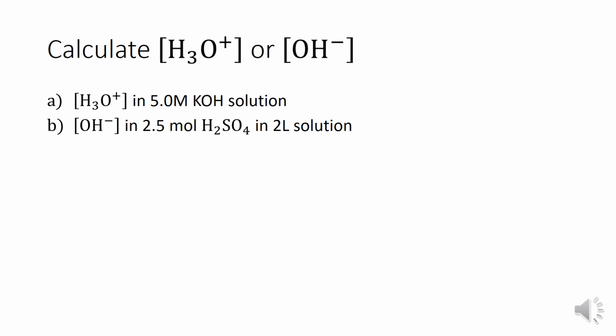This time we have to calculate the hydronium ion concentration or the hydroxide ion concentration. There are actually two problems, so let's divide the space into two. So we can do part A on the left side. In part A, we have to calculate the hydronium ion concentration in 5 molarity potassium hydroxide solution.